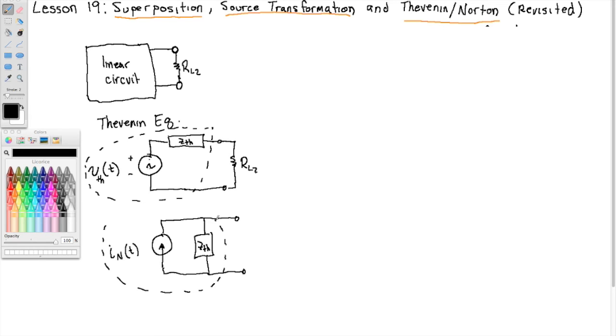From source transformation, we know that if we have this picture, picture A, we can transform it to picture B. We know the relationship between the Thevenin voltage and IN. IN is the Norton current. We know that relationship from the source transformation. Right, so this is Norton's theorem. Norton's theorem says that any linear circuit has this form, circuit B. This is the Norton equivalent circuit.